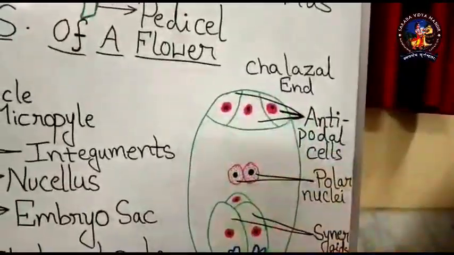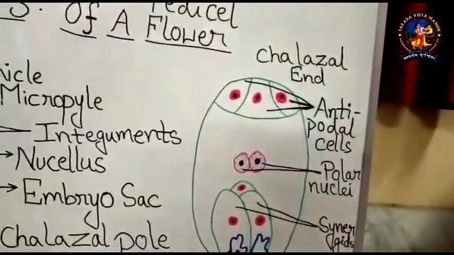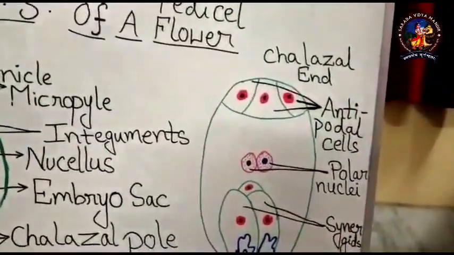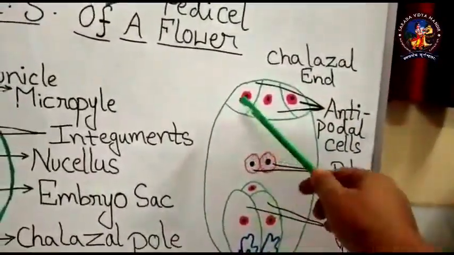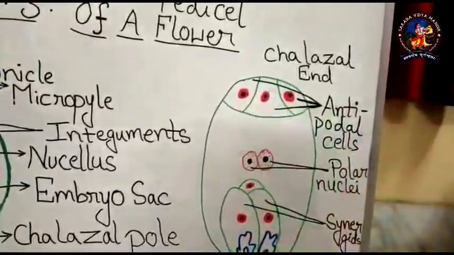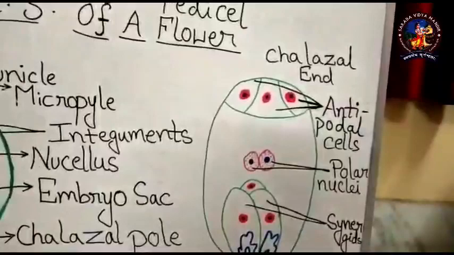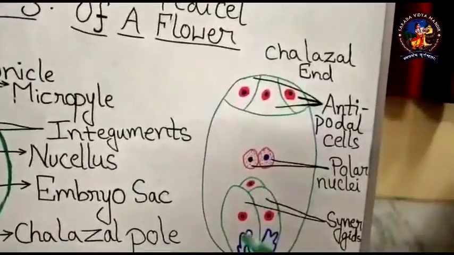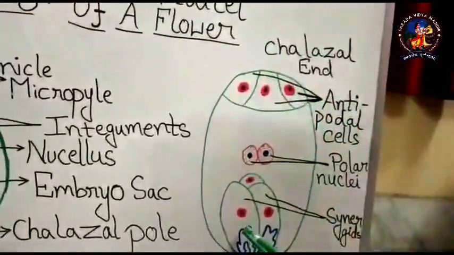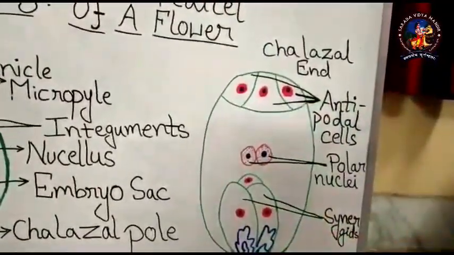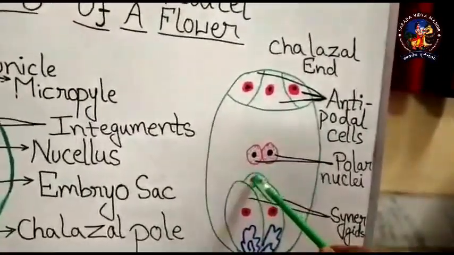Now these 8 nuclei which are formed will arrange themselves in a particular fashion. 3 will go to the chalazal end, and 3 will go to the micropylar end. At first the division is of free nuclei, which do not form any wall, but later on wall formation takes place in them. Those at the chalazal end are called the antipodal cells, and the 3 at the micropylar end are called the egg apparatus. In this egg apparatus, these 2 are the synergids, and this one is the functional egg.